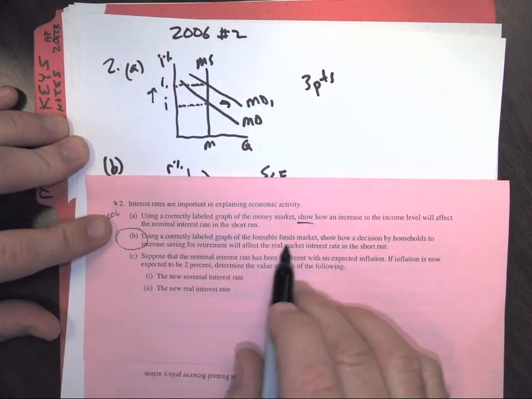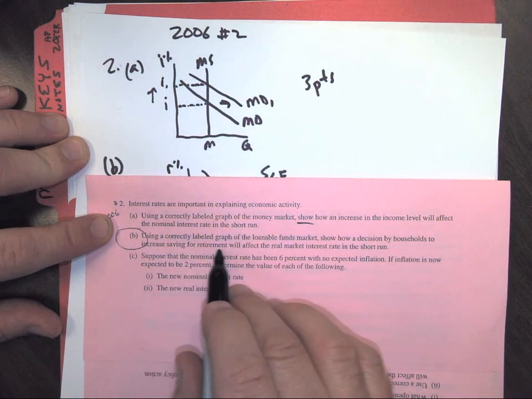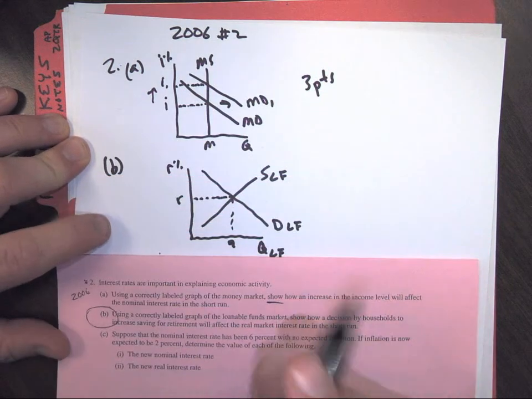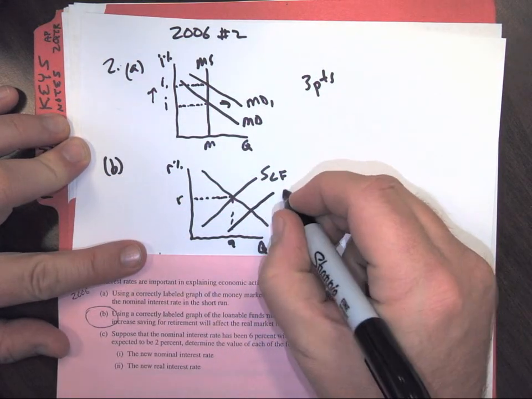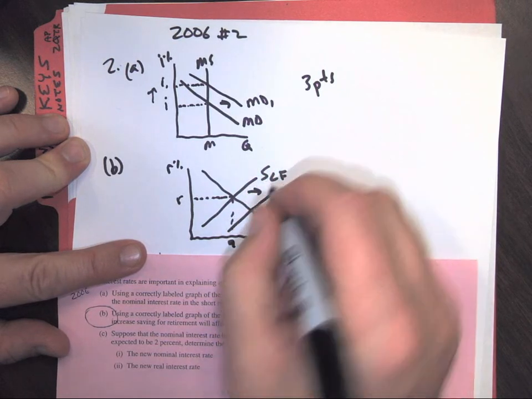So, using the graph of the loanable funds market, show how a decision by households to increase saving for retirement will affect the real market interest rate in the short run. So, that's going to increase the supply. If I'm putting my money in a savings account, the banks are going to want to loan that out, so that gives them some more loanable funds.